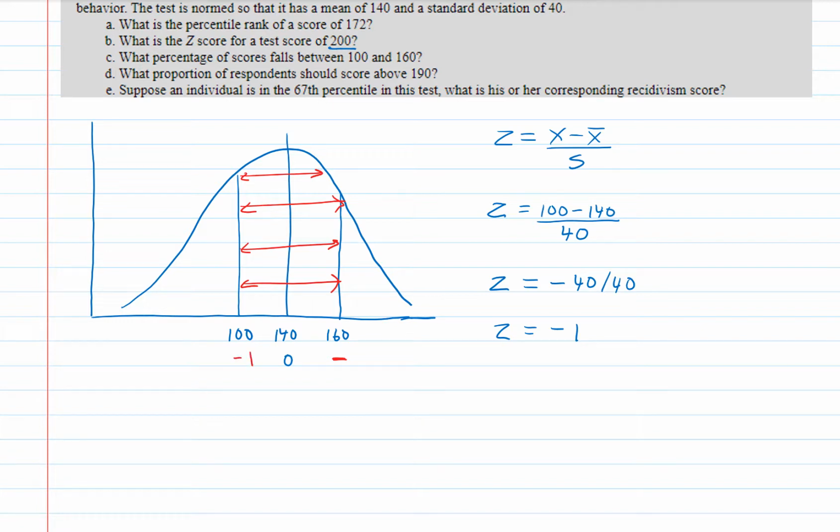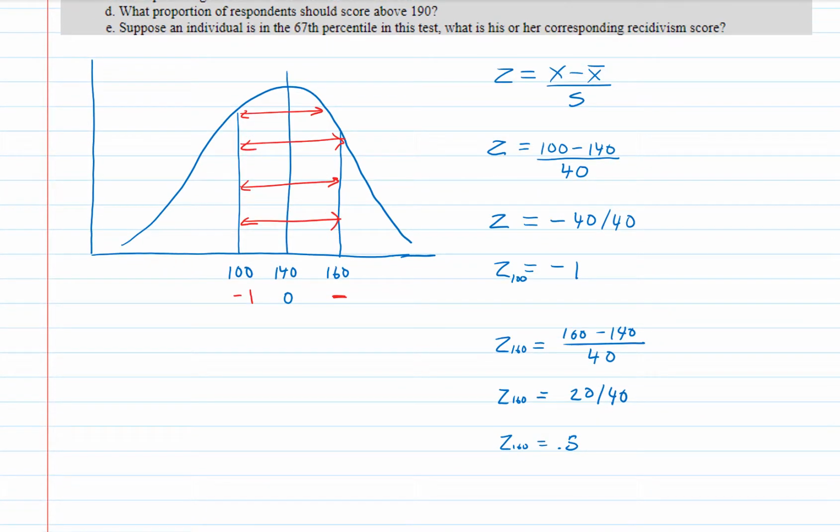And now let's figure out the z-value for a score of 160. I'm going to just call it z for a score of 100. And there we've got 160 minus 140 divided by 40. So z for 160 equals 20 over 40, for a z-value equal to 0.5.